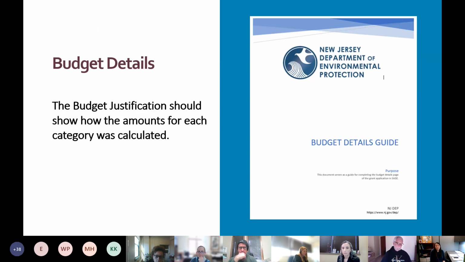So for the next set of slides, I will go over what information is needed on the budget details page of the application. To help you out, we have created a budget details guidance document with examples on how you should put in the information on this page. In general, the information in the budget details should show us how you calculated the total amounts that you put in for each category. So I am requesting that everyone review their budget details when it is with you for modifications and to follow this guidance document when filling out the budget justification.